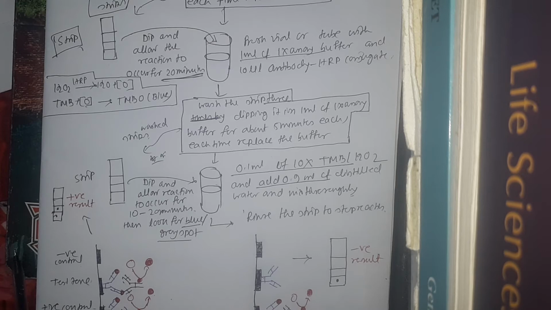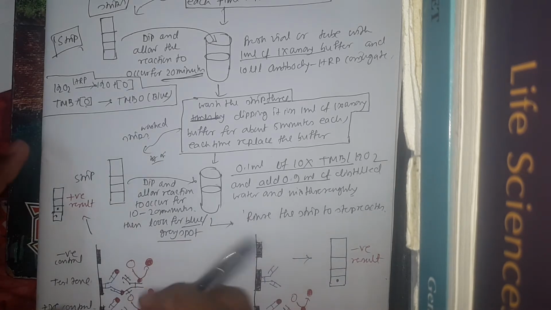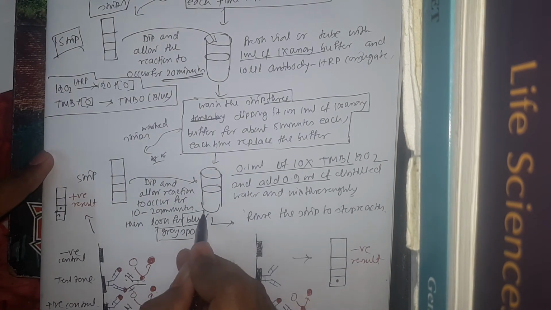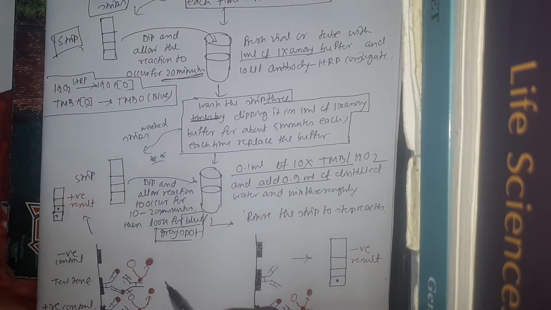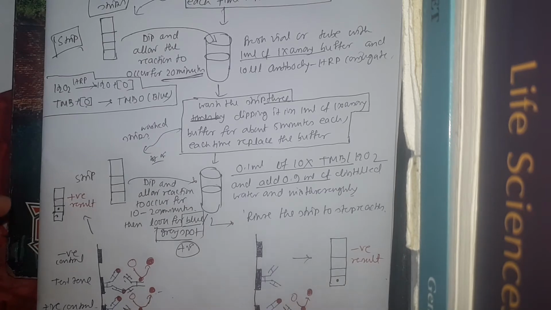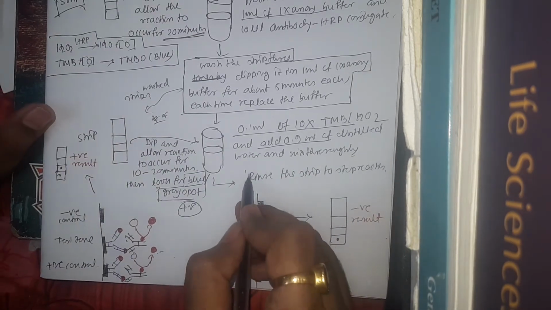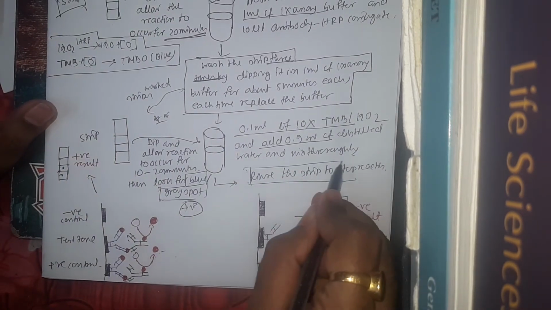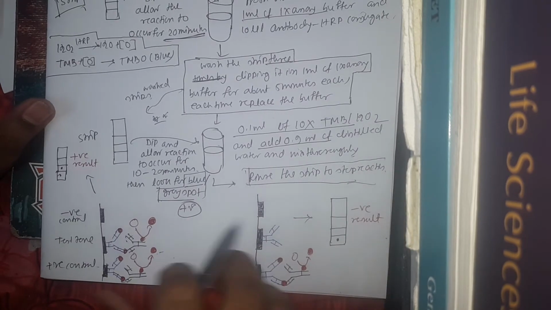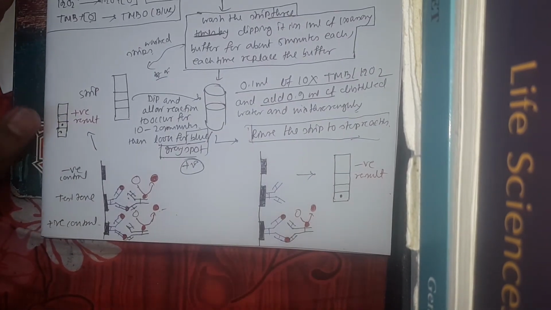Then we will look for our blue or gray spot, which we will have if our result is positive. We are going to talk about this. Then we will ultimately rinse our strip to stop the reaction. Now let's talk about the observation.